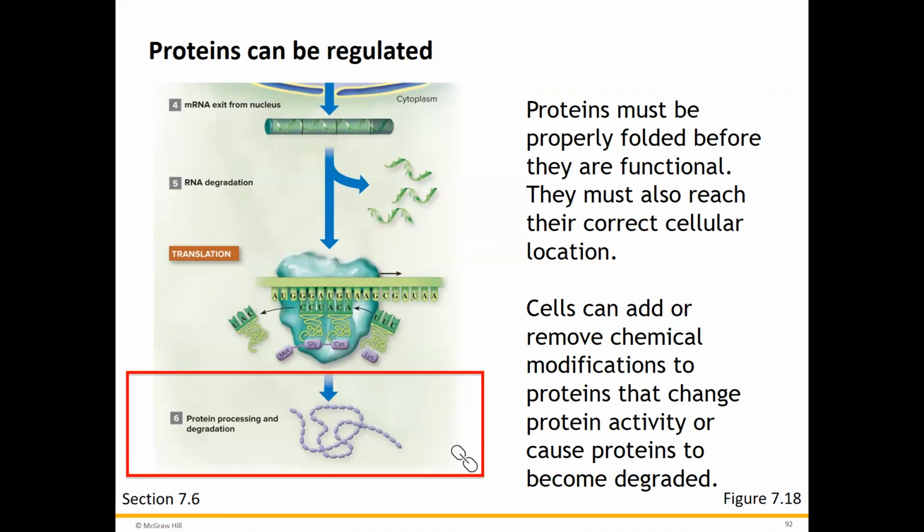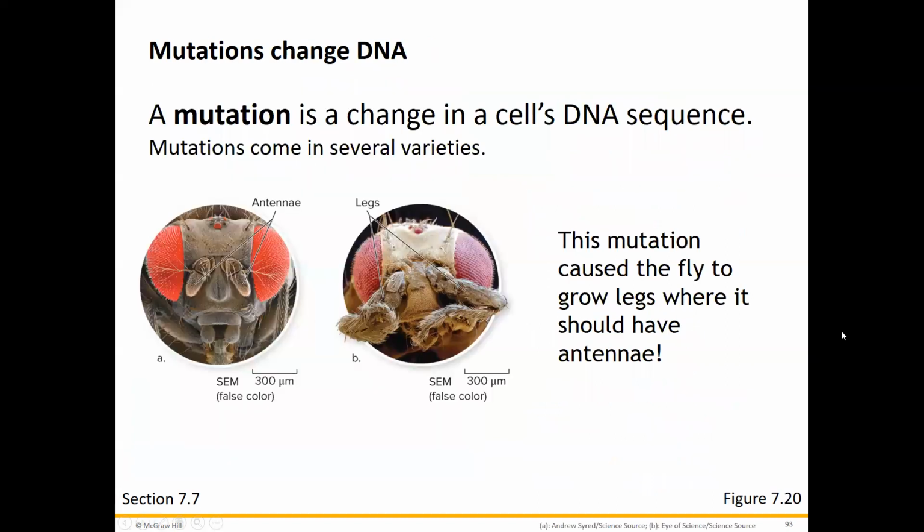And then they must be able to reach the correct cellular location to be able to carry out their function. So in that process, the cells can add and remove chemical modifications to the proteins that are going to change their activity. And also, there are chemicals they can add that will begin the process of degradation to that protein, so that this protein never gets to the location it needs to get to carry out its function.